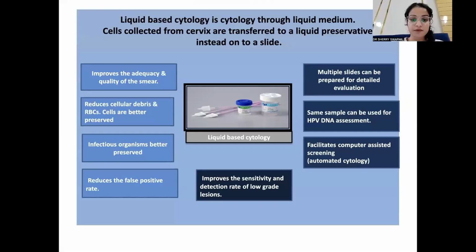Next slide, please. This is the slide that we have discussed earlier also. This is just to show you how we collect the sample in LBC. And this is the media in which we first take the sample, then we remove the brush and put it inside the media, and it stays for about 3 to 6 weeks at room temperature. So it allows us more time so that we can do further investigations if required or asked by the clinician. Next slide, please.